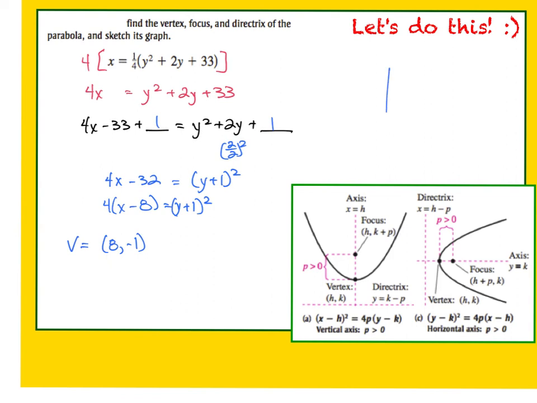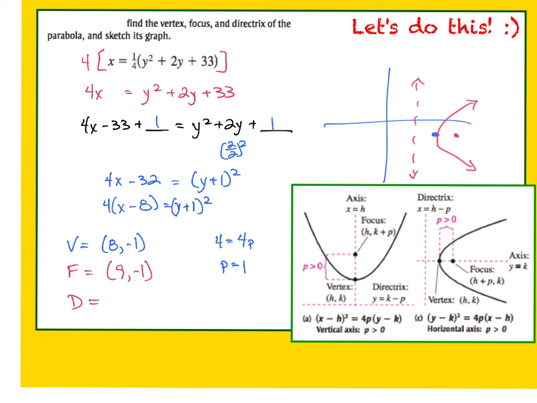And to find your p-value, you divide 4 by 4, which is 1. And so we take 4 is equal to 4p. So p is equal to 1. And is it an x squared or a y squared here? It's a y squared. So if my p is positive, which way is it going? To the right. And so that's what we should be looking at now. And so my focus would end up being 9, negative 1. And then my directrix would end up being x equals 7. x equals 7.